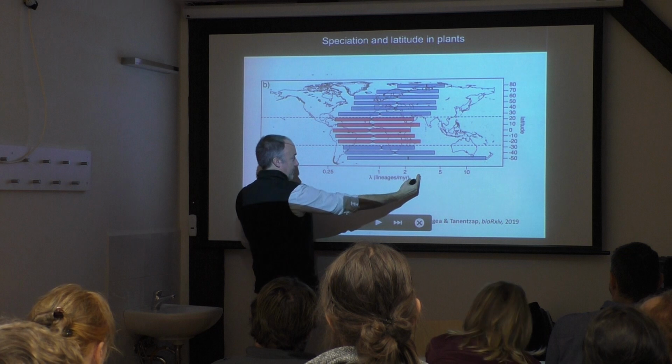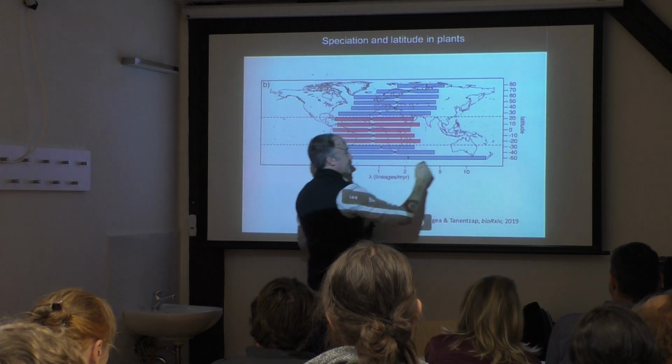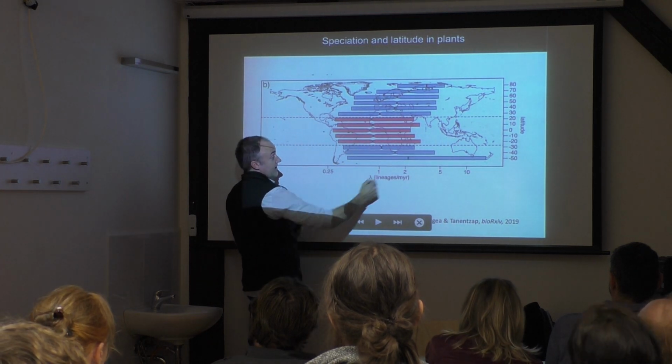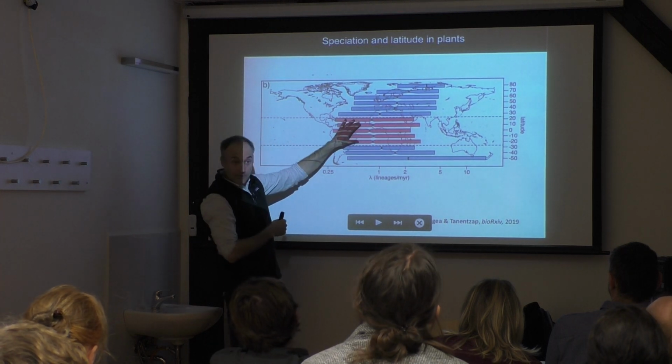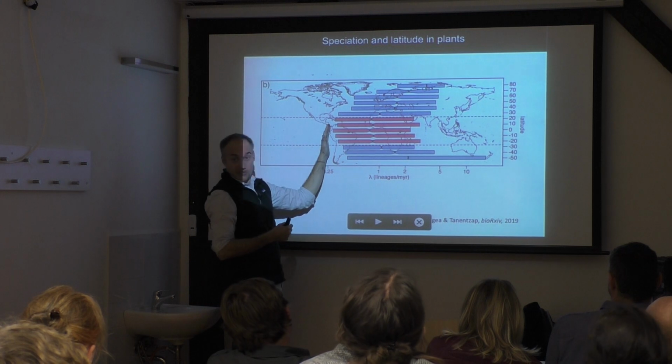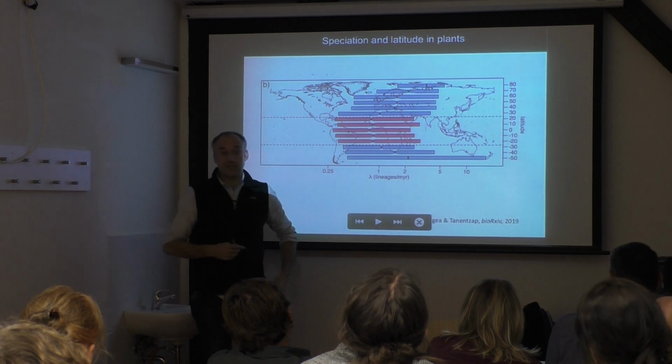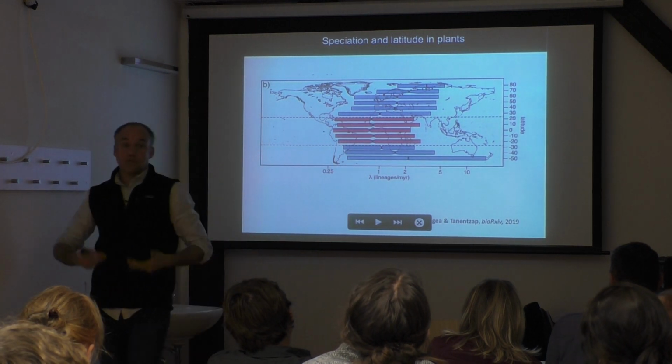So this is the speciation rate on this axis, and this is latitude here. This is the tropical rate distribution, and these are the high latitude or temperate zone rate distributions. And you can see that the tropical rate distributions are shifted lower than the temperate and high latitude rate distributions. So that's consistent with what we see in fish.